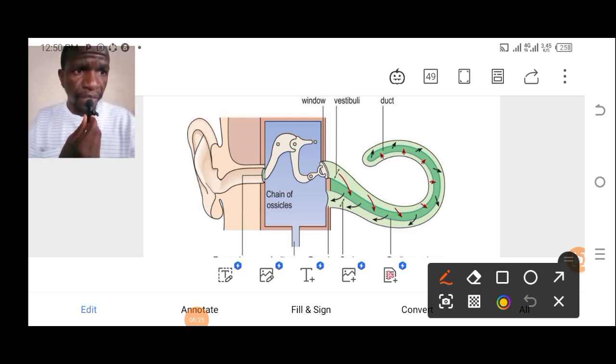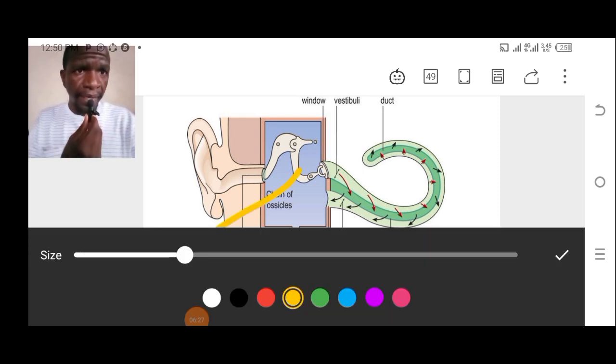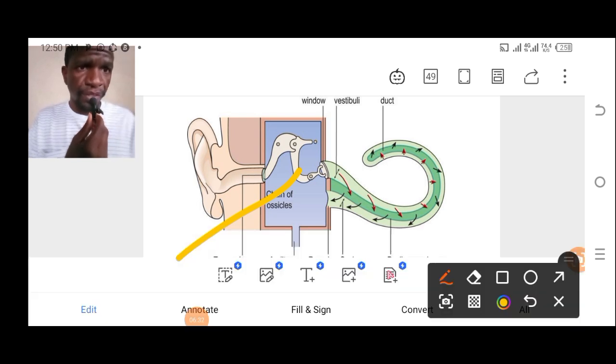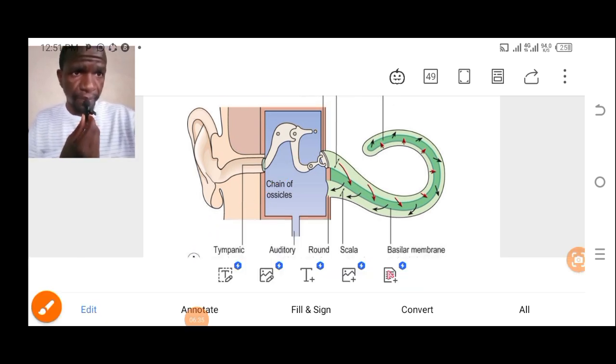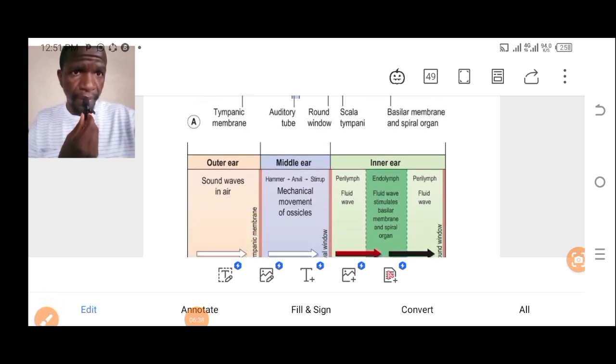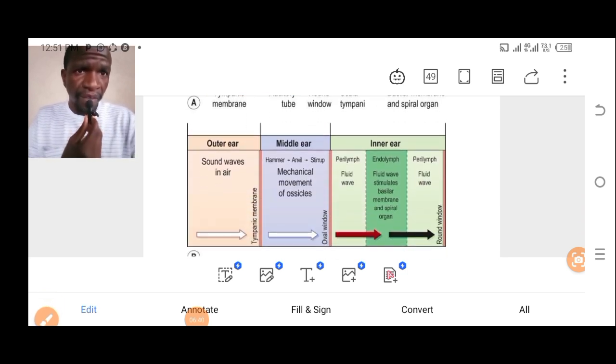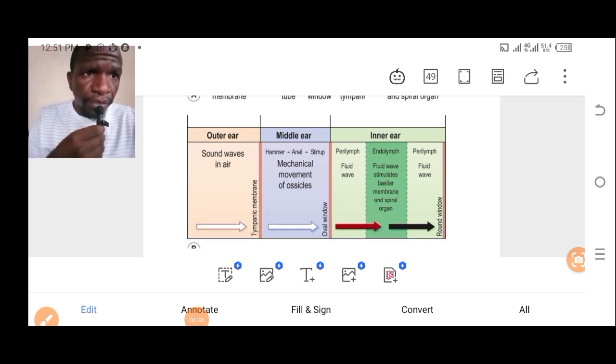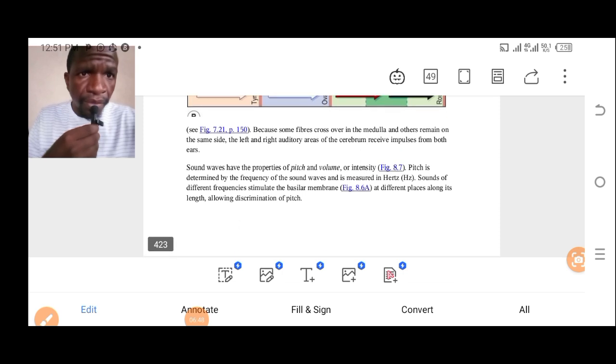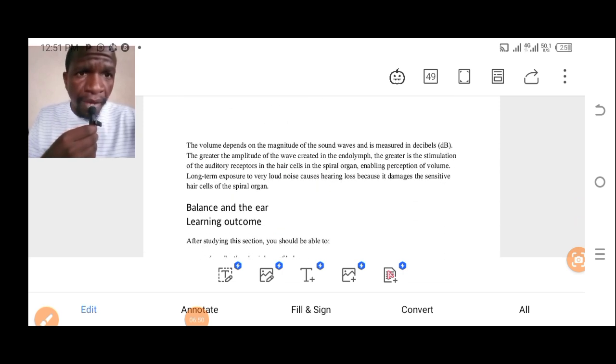You see the parts of the middle ear are clearly illustrated here. These are the three auditory ossicles, which are the malleus, the incus, and the stapes. This is a summary of the outer ear, middle ear, and inner ear. This one particularly shows the physiology of hearing, which we want to cover now.